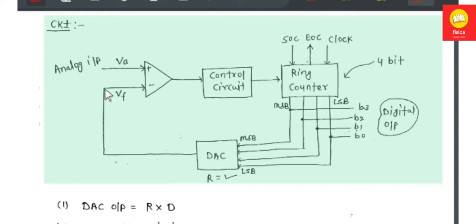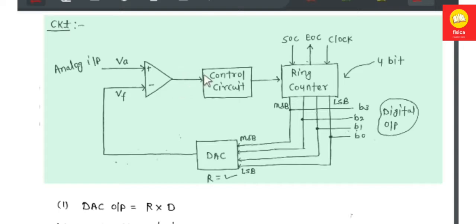If this 4 volt is less than the input voltage, then the op-amp will go to positive saturation and it gives 1. If this voltage is greater than the input voltage, then the op-amp will go to negative saturation and it gives 0.